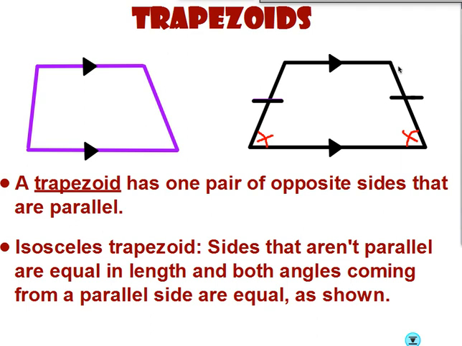This trapezoid right here is isosceles. Notice, these sides are not parallel to each other, but they do have one set of parallel sides, denoted by the black arrows.